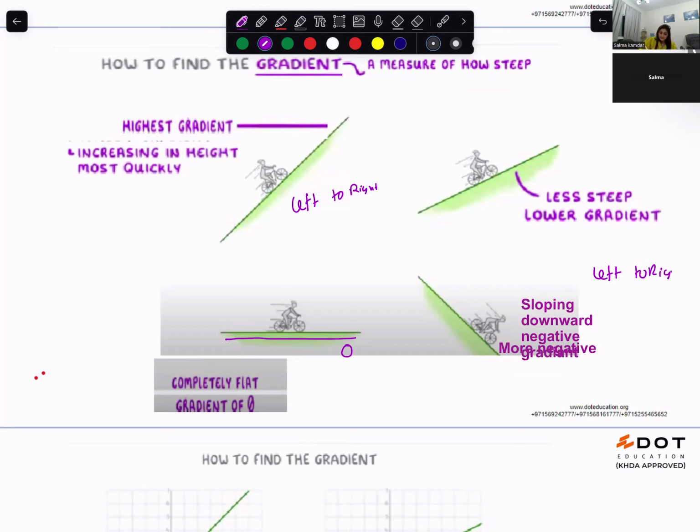If the line is completely flat, the gradient of the line is zero. By now you would know that the equation of a line is y equals mx plus c, where c denotes your y-intercept and m is going to be your gradient. The gradient will tell you whether the line is moving upwards or downwards.